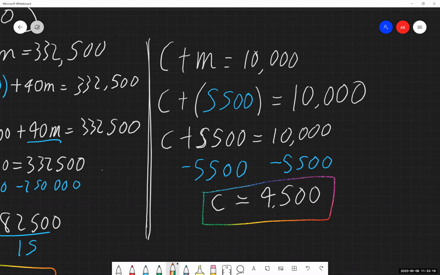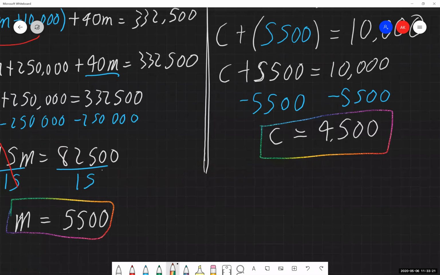And we have our final answer. We know how many of the city shirts were sold and how many of the mashup shirts were sold. So we have our answers there.